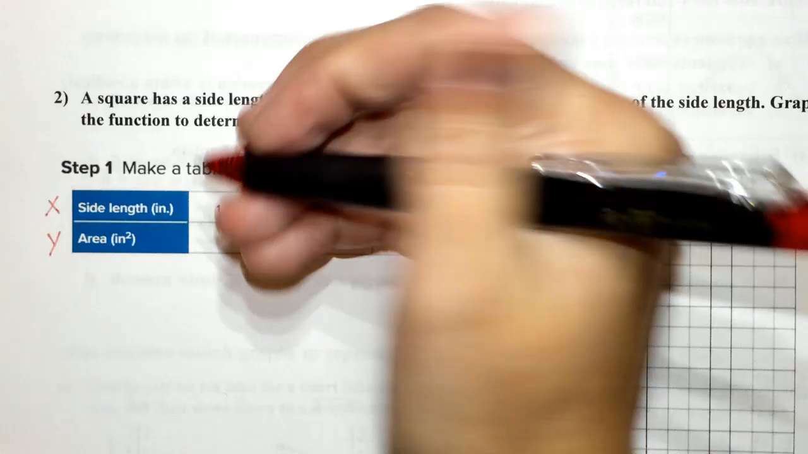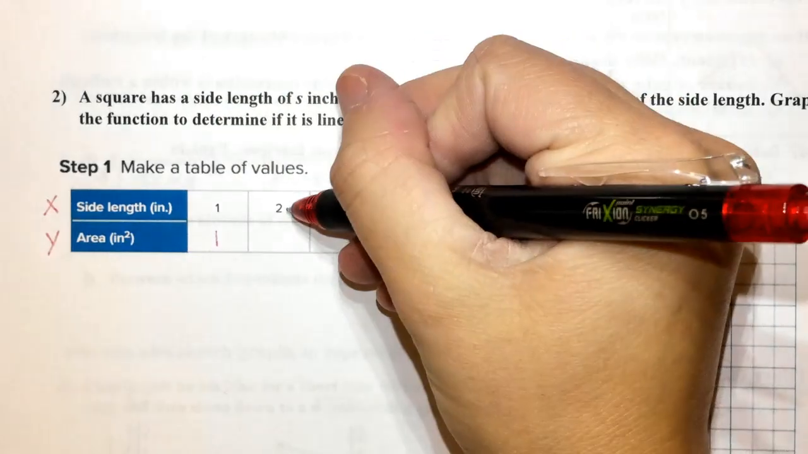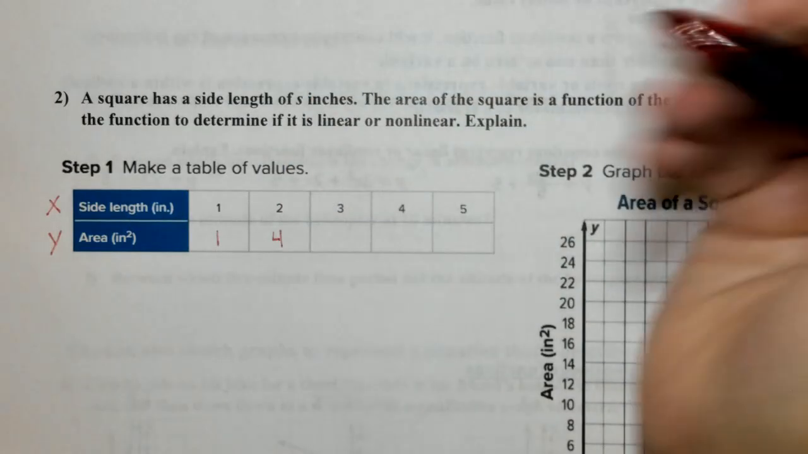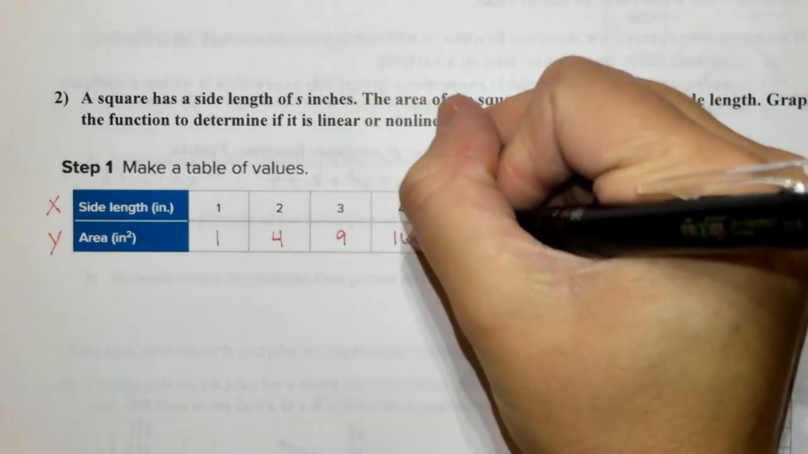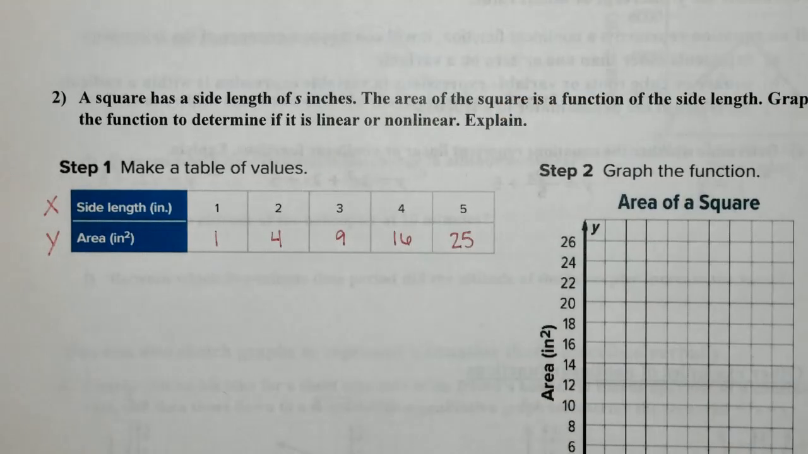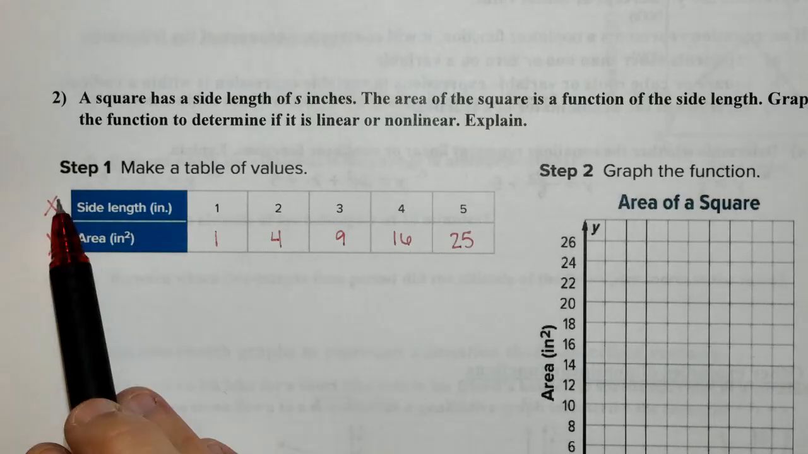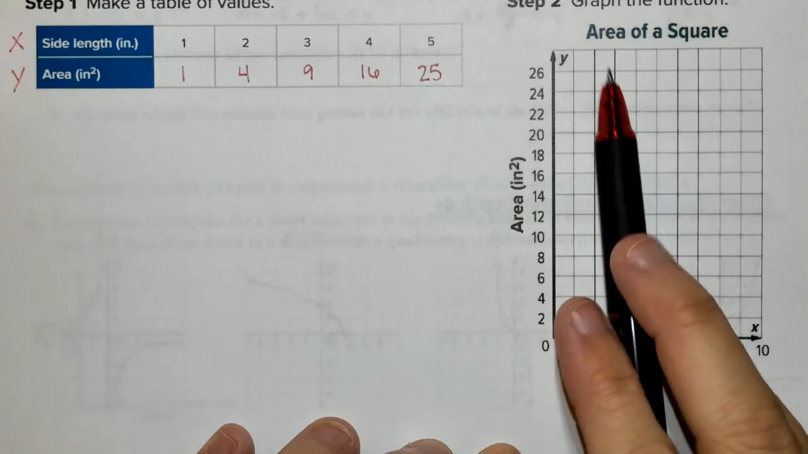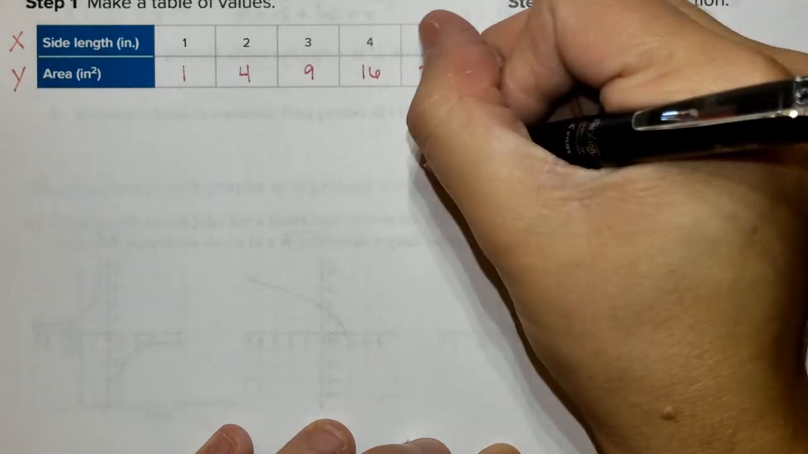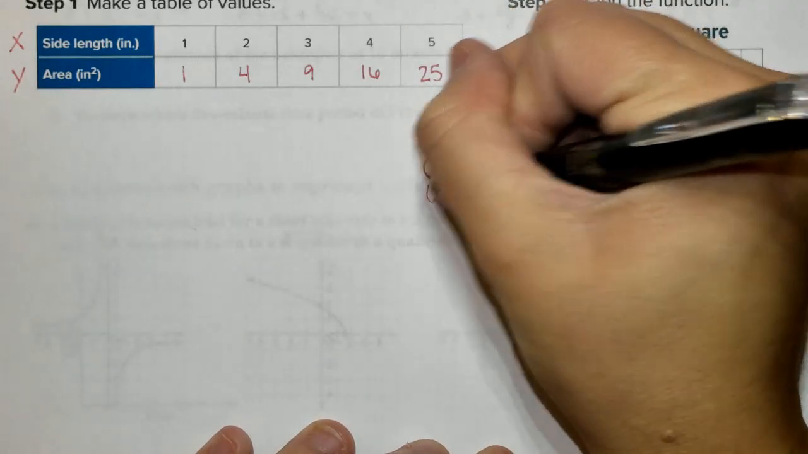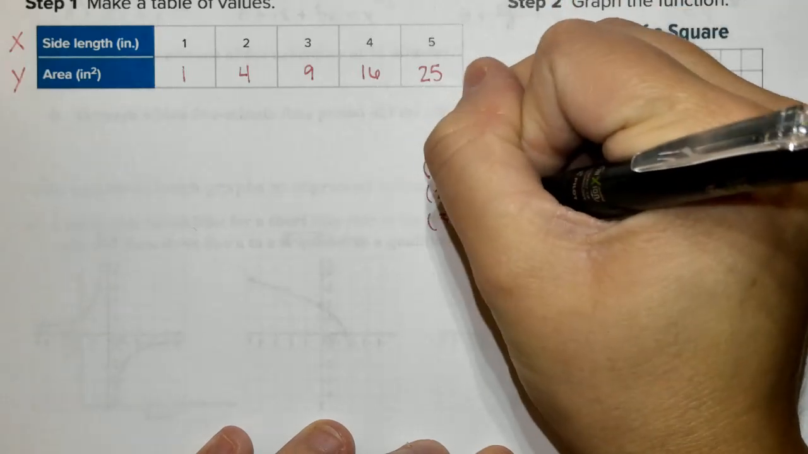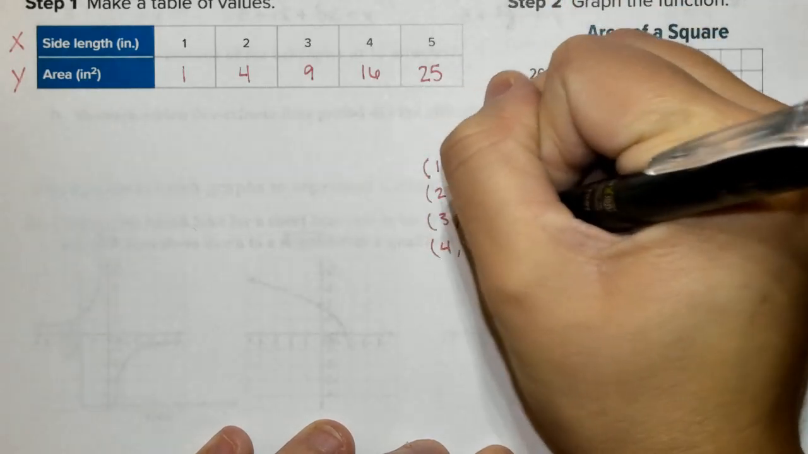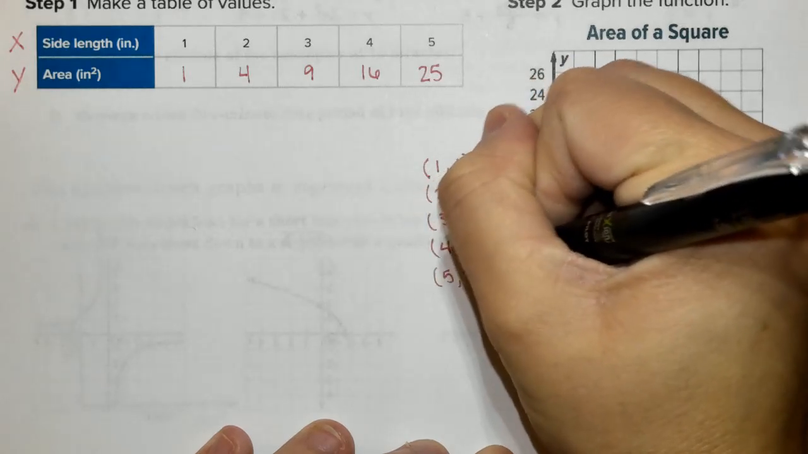So it would be 1 times 1 is 1. 2 times 2 is 4. 3 squared is 9. 4 squared is 16. And 5 squared is 25. So then all we have to do is take those points and plot them. Like I said, x represents the side length. We can see that in our graph too. The x-axis is the side length. And then y represents the area. The y-axis represents the area. So our points are going to be (1, 1), (2, 4), (3, 9), (4, 16), and (5, 25).